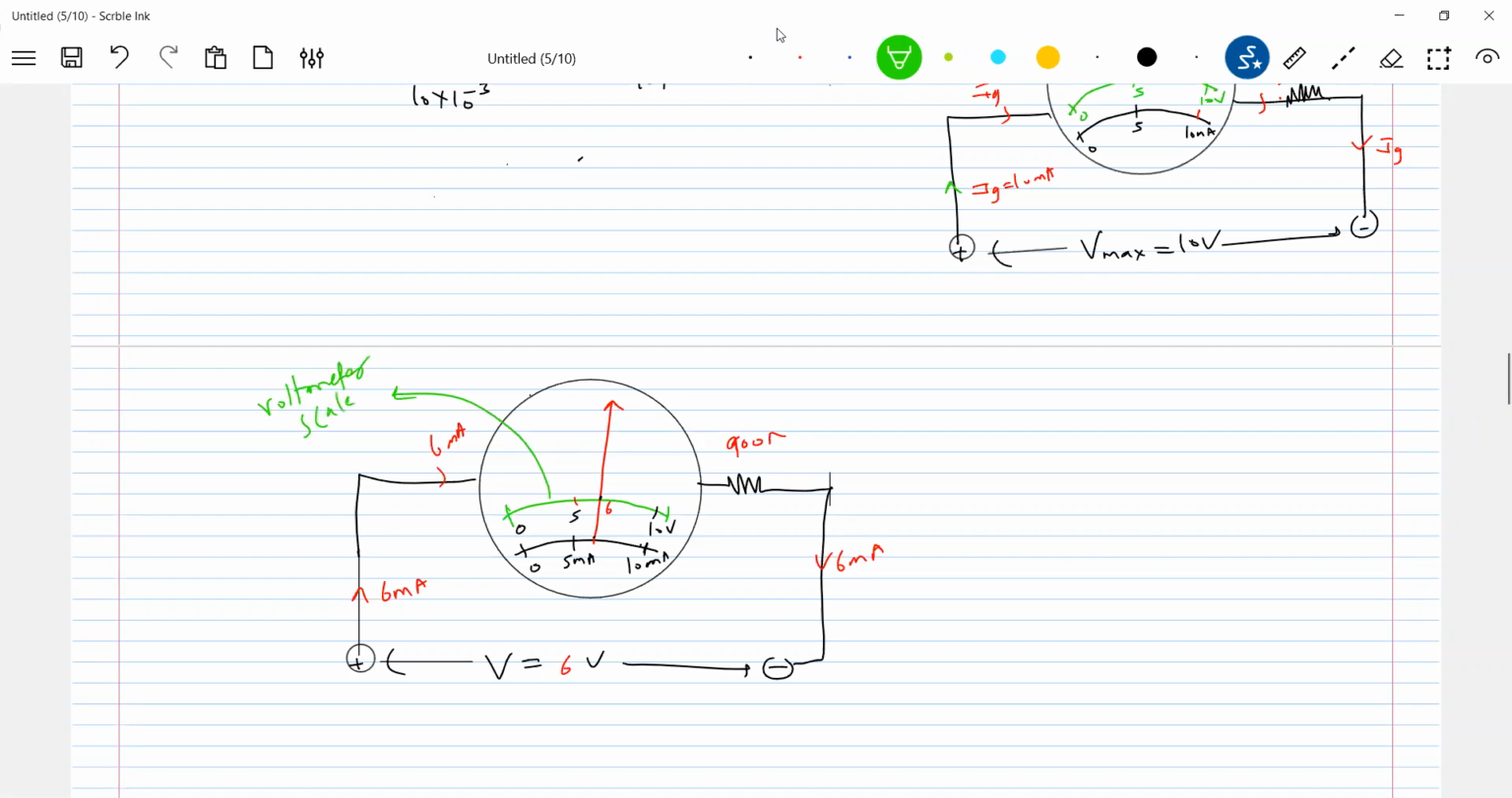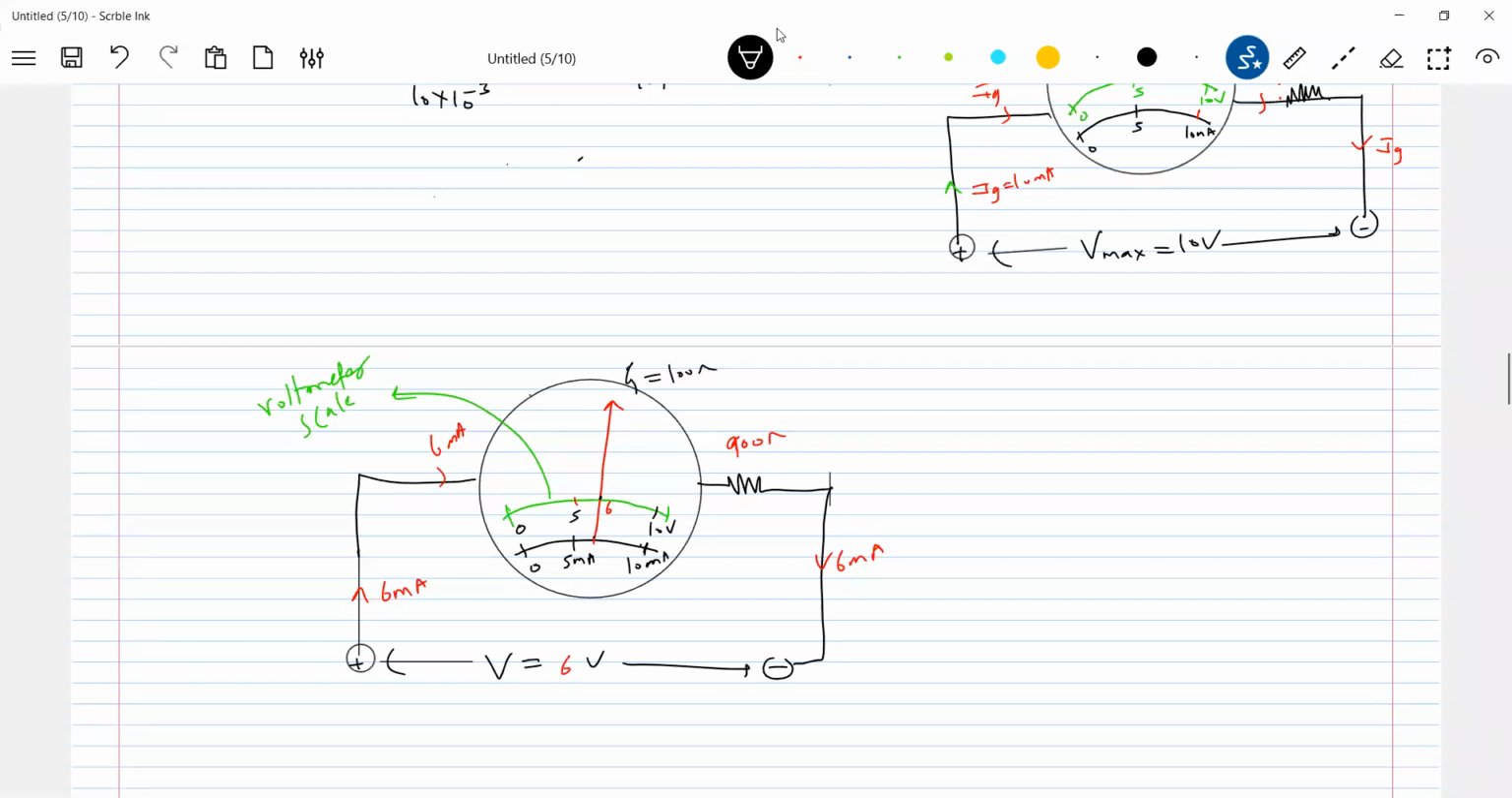Don't think that only 10 volt it can measure. It can measure anything from 0 to 10. If you apply 4 volt here, 4 milliampere will flow. The pointer will come at 4 milliampere. Then look at the voltmeter scale. It will be reading 4 volt. So what we are doing, we are just making the galvanometer read the higher voltages.